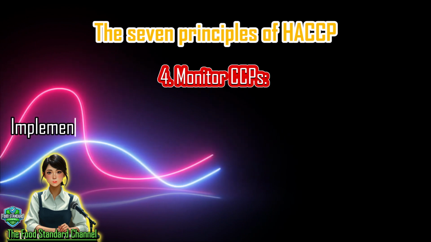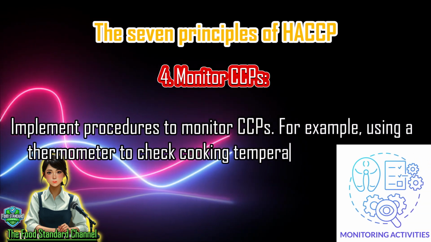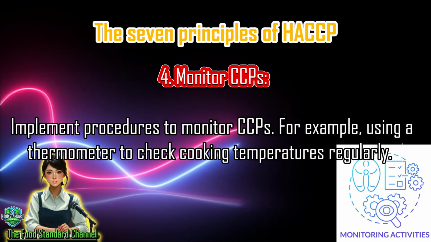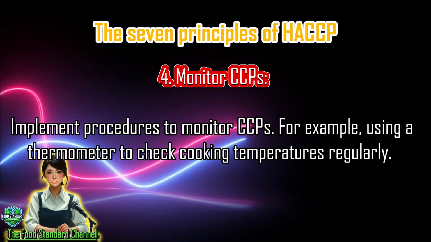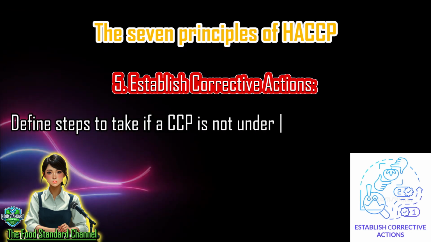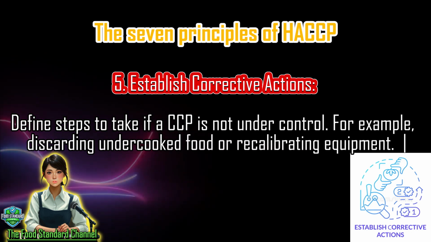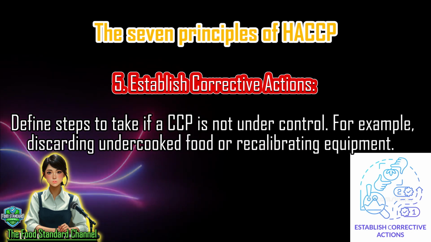4. Monitor CCPs. Implement procedures to monitor CCPs. For example, using a thermometer to check cooking temperatures regularly. 5. Establish corrective actions. Define steps to take if a CCP is not under control. For example, discarding undercooked food or recalibrating equipment.